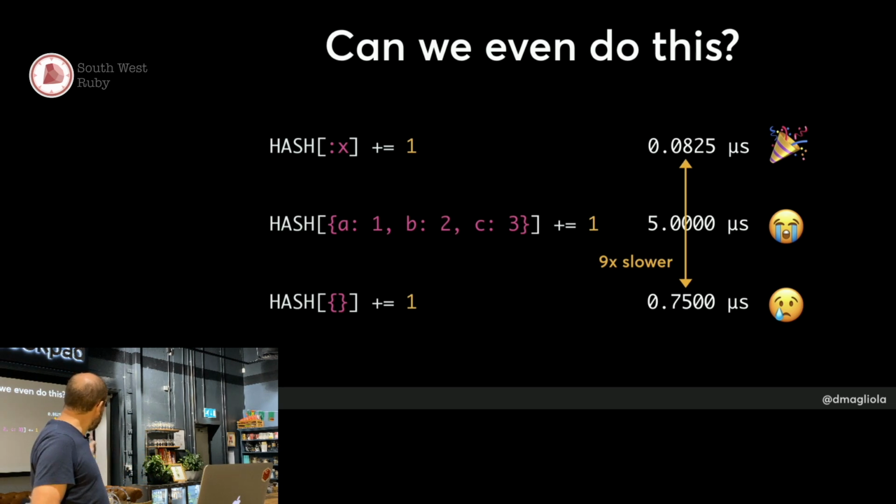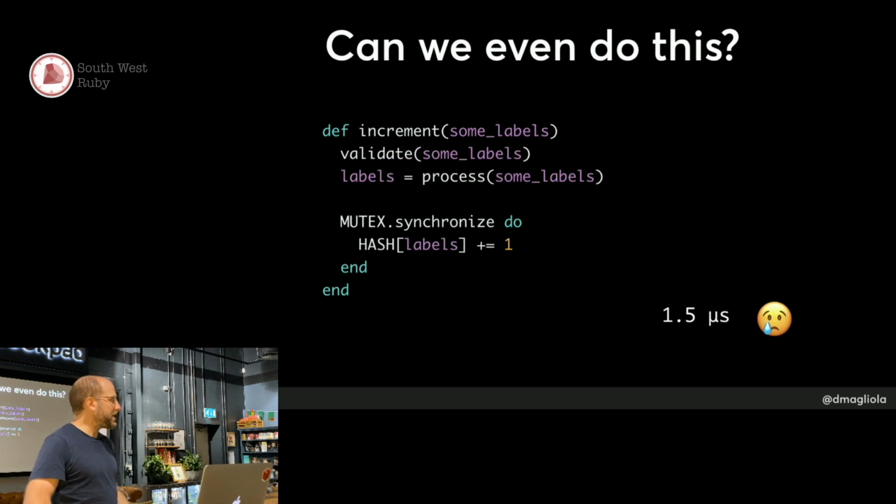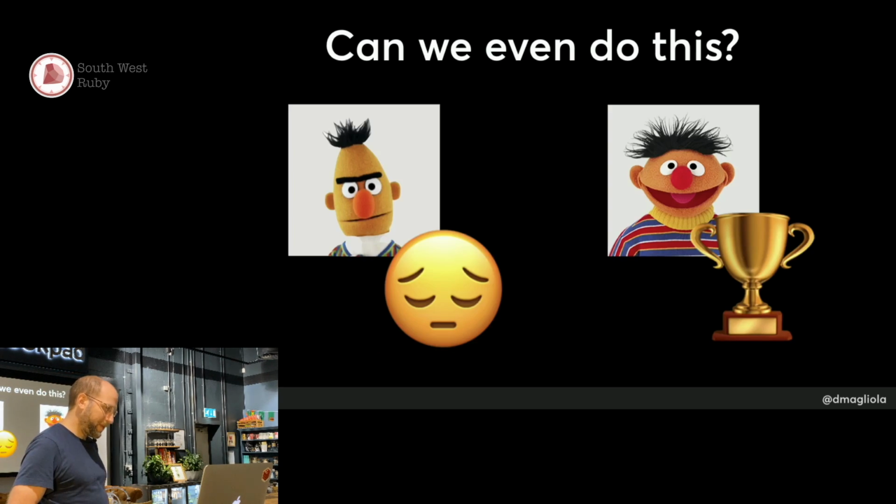And you'll notice we're now getting quite close to our 1 microsecond budget, and we're just incrementing the key here. In real life, we need to do some validation and some processes to these labels, and we're not even thread safe. You put a mutex around it to be thread safe, and now you're at a microsecond and a half, and we blew our budget. So this is how guy number 2 was right in the end, right? We can't do this in a microsecond.